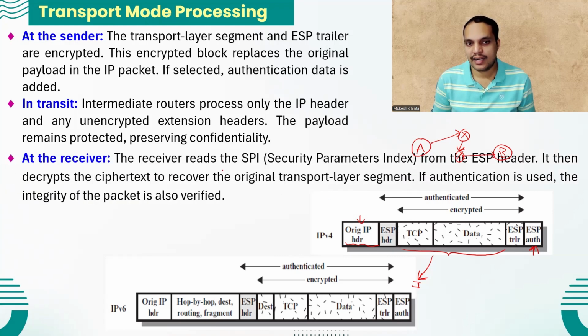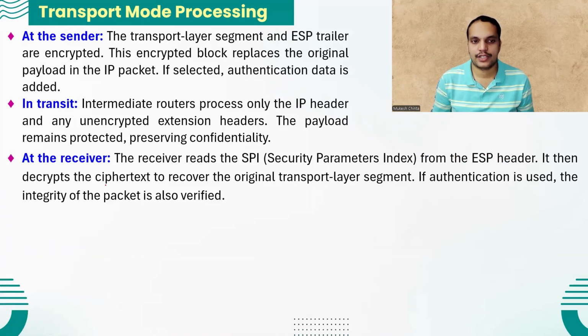At the receiver, it reads the SPI, which is present in the ESP header, and then decrypts the ciphertext to recover the original transport layer segments. That means at the receiver, it will receive this, read the SPI, and understand what to do and which algorithm was used to encrypt. So it will select the appropriate decryption mechanism, and then it will decrypt this entire segment to take it out. Okay.